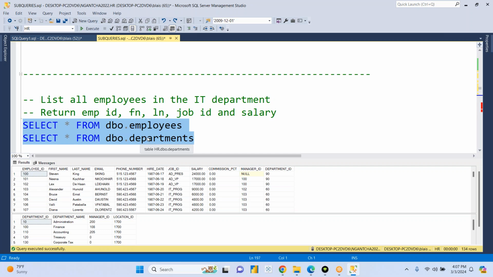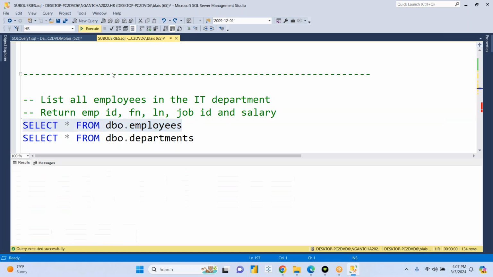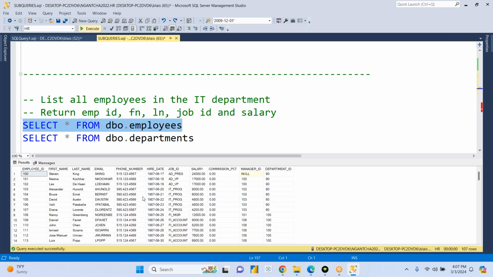Do we need a join in this? We can need a join if we want to show the actual names of the departments. But from this, we just need the employee ID, first name, last name, job ID, and salary. All of this information can be gotten from just the employees table. This is very fine.